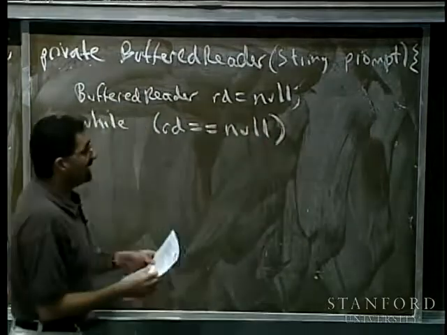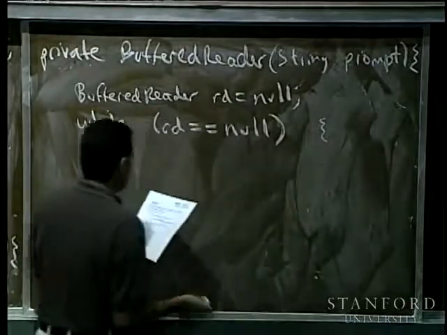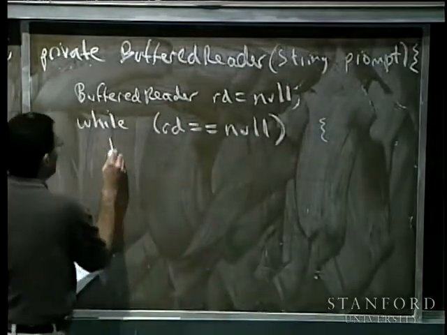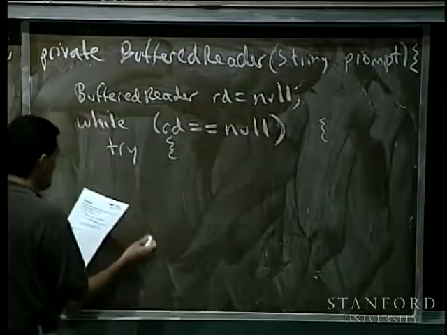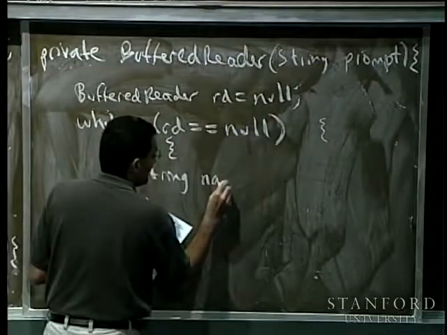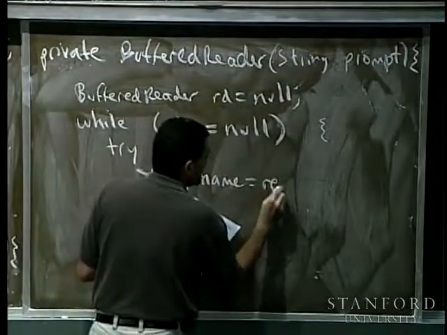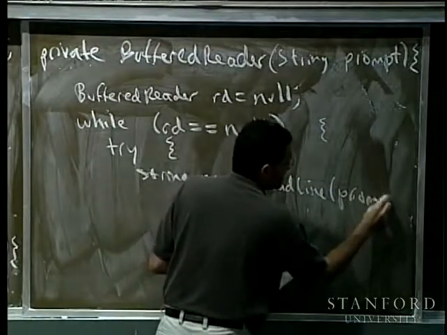So I know that that's going to execute the first time through because I set it equal to null to begin with. And then what I'm going to do inside here, so I have a brace there, is I'm going to say, hey, I'm going to try something that may be dangerous. So what I want to try doing is I'm going to ask the user to give me the name of the file. So I'm going to have string name equals readline, and I'll pass it whatever prompt was given to me as a parameter, right?